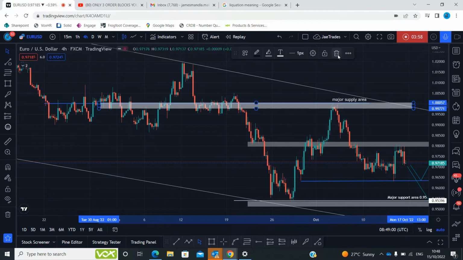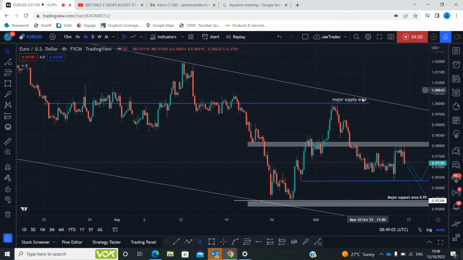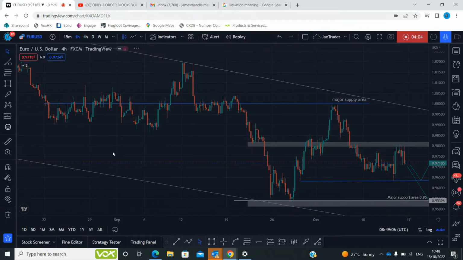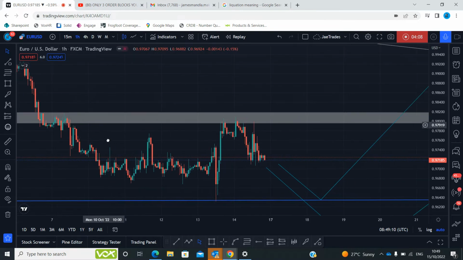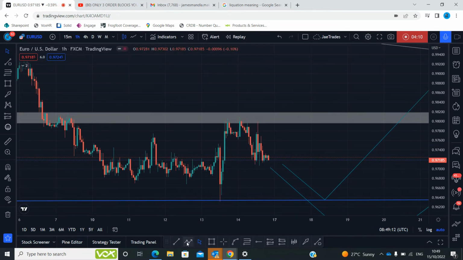So let's delve in deeper, but I'm going to delete this because I've already marked the area here. I'm going to delve deeper into my 1 hour chart just to look at structure. As you can see, the market was actually trying to push high. The market was coming from the higher low, and it created a lower low.